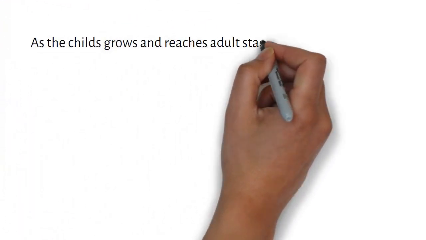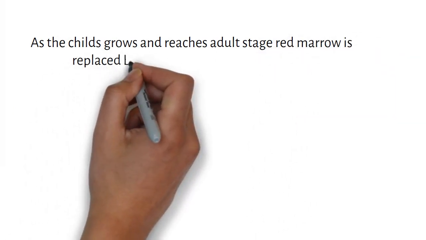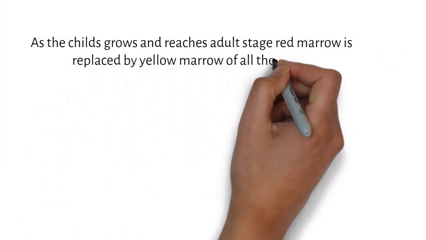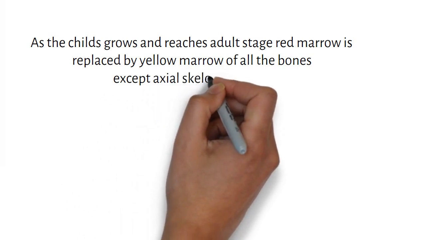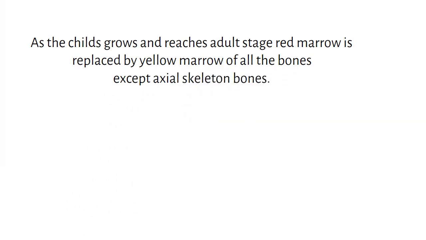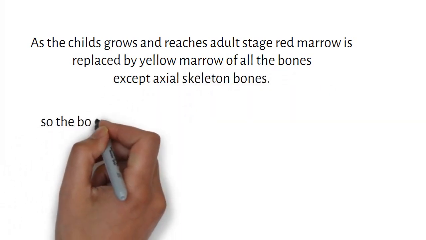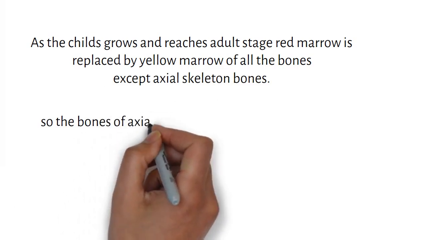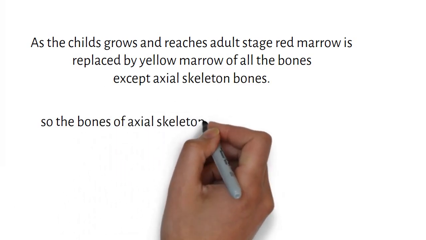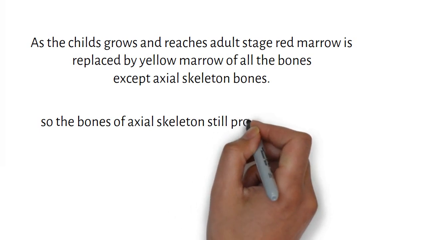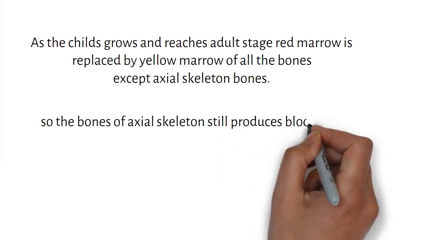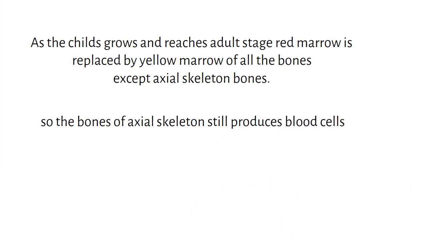As the child grows and reaches adult stage, red marrow is replaced mainly by yellow marrow in all the bones of the body except the bones of the axial skeleton. Axial skeleton bones still produce blood cells. Now we will discuss the stages of blood cell formation.